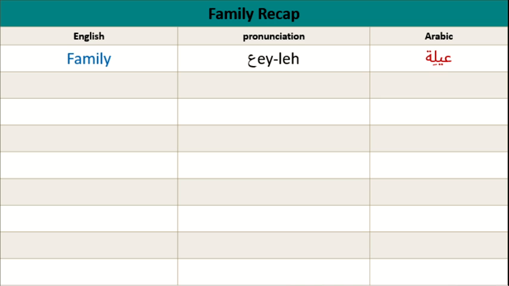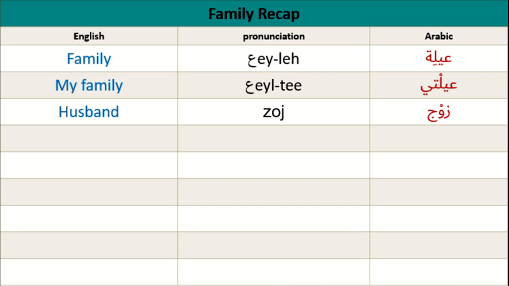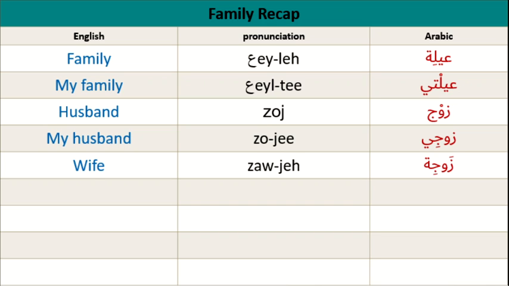Now let's have a recap. Family عيلة. My family عيلتي. Husband زوج. My husband زوجي. Wife زوجة. My wife زوجتي.